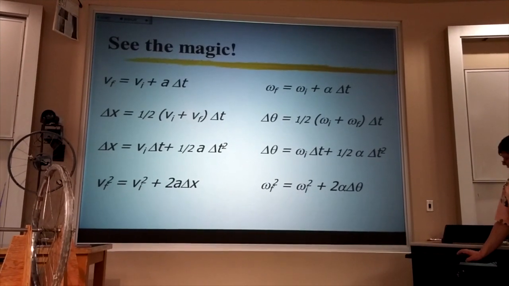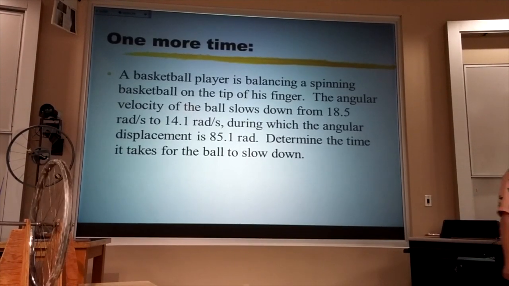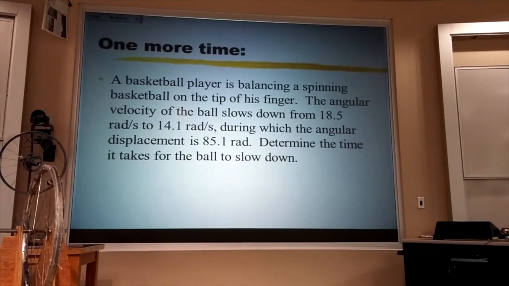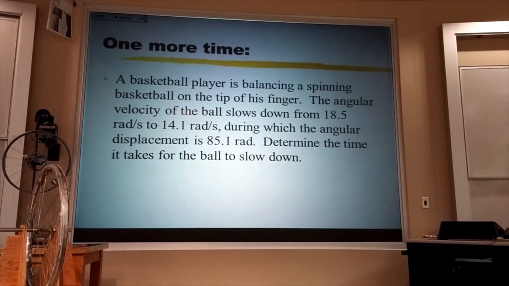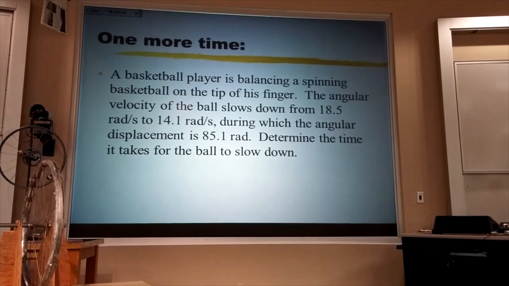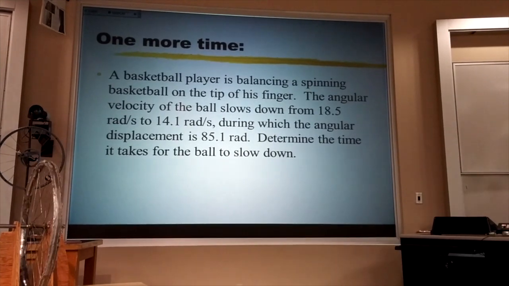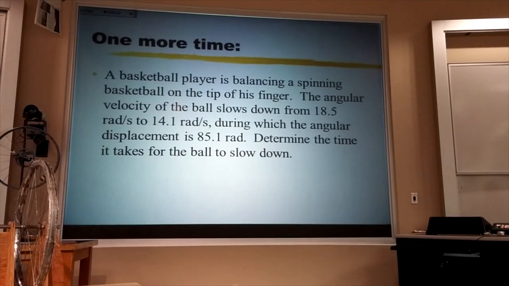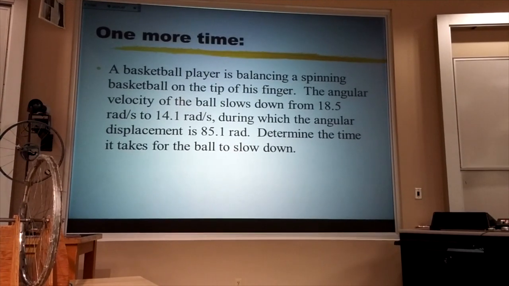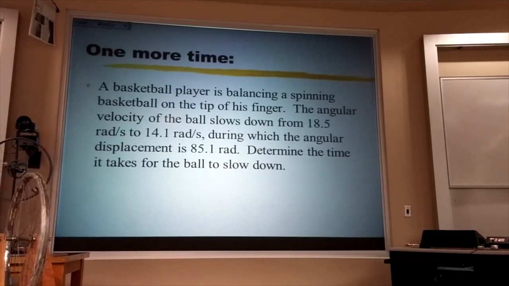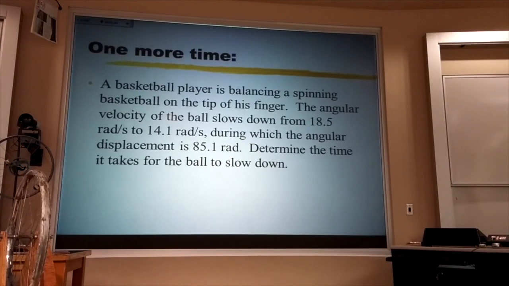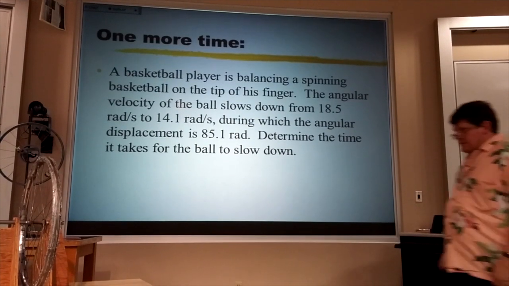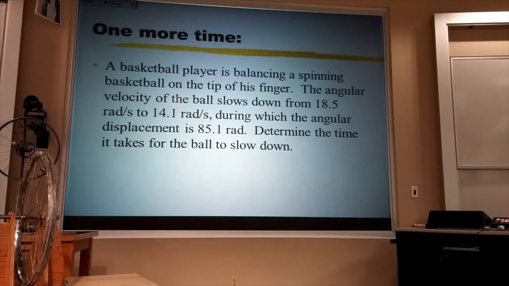Okay, now that you've seen me solve a problem, why don't you solve a problem? Okay? You have your equations up here. A basketball player is balancing a spinning basketball on the tip of his finger. The angular velocity, the speed of the ball, slows down from 18.5 radians per second to 14.1 radians per second. During this slowing period, the angular displacement is 85.1 radians. How long in seconds does it take for this ball to slow down? So with your neighbor, get a number.